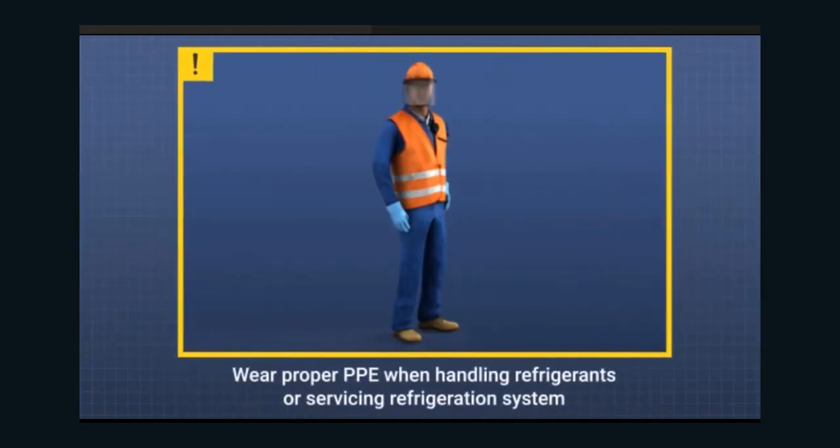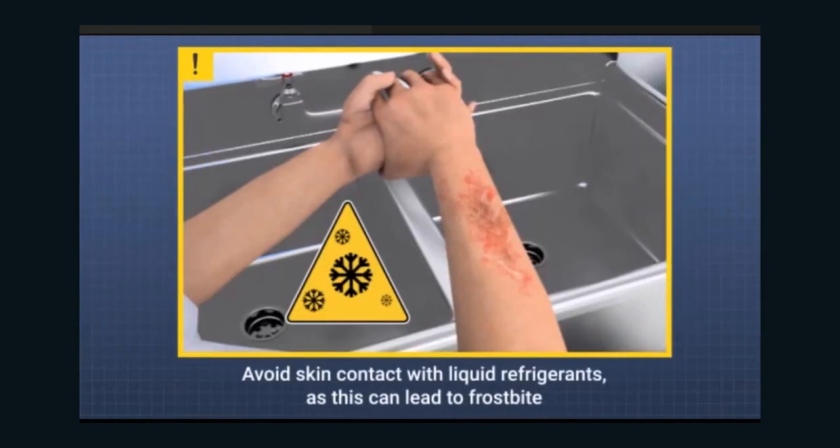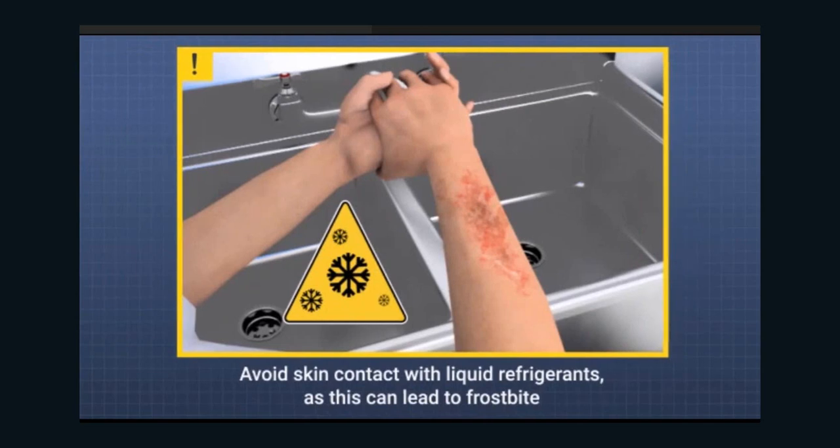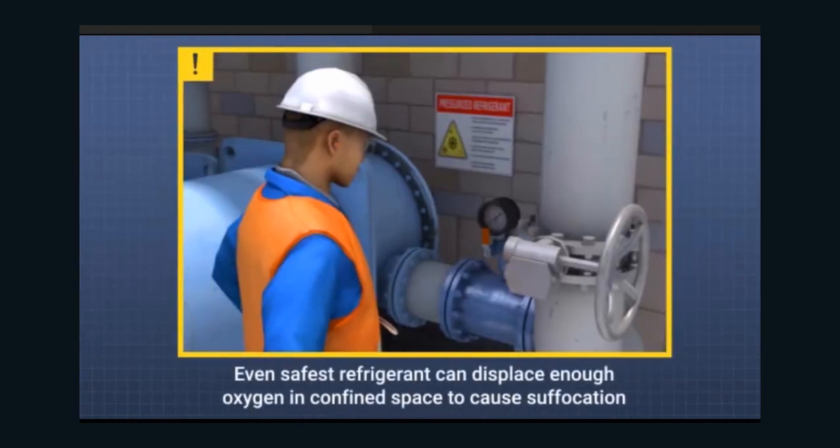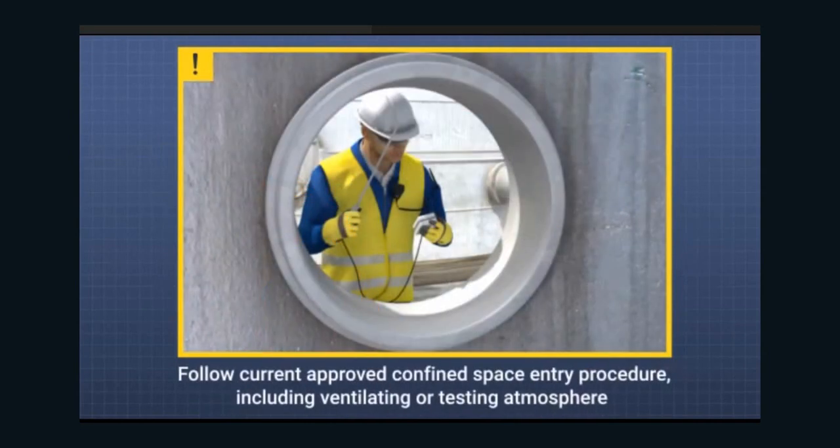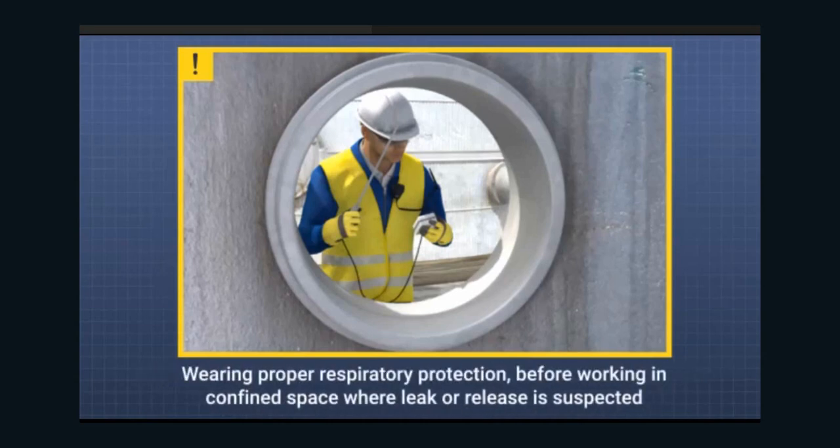Wear the proper personal protective equipment, or PPE, when handling refrigerants or servicing a refrigeration system. Avoid skin contact with liquid refrigerants, as this can lead to frostbite. Even the safest refrigerant can displace enough oxygen in a confined space to cause suffocation. Follow the current approved confined space entry procedure, including ventilating or testing the atmosphere and wearing the proper respiratory protection before working in a confined space where a refrigerant leak or release is suspected.